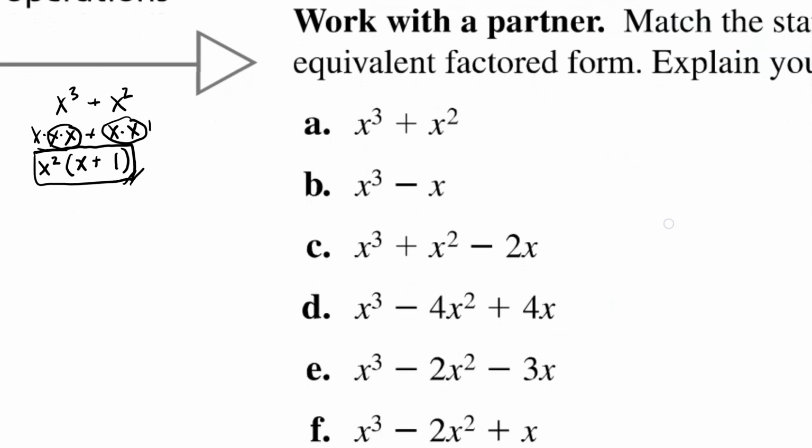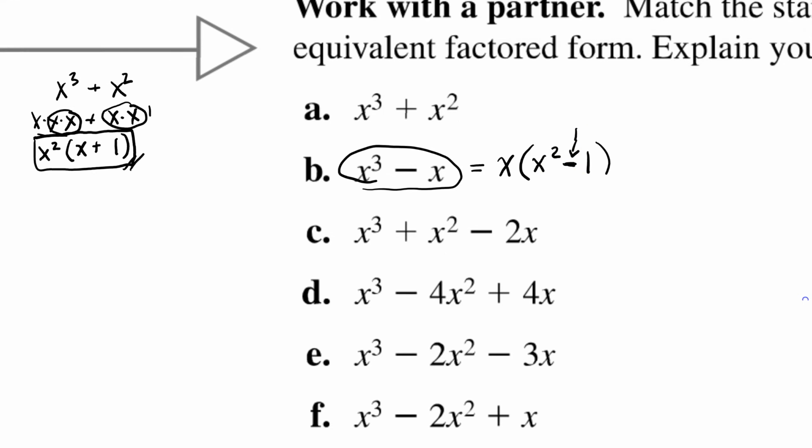There is a kind of factoring called difference of squares. If I look at this second one, x cubed minus x, I can see that they both have an x. And so I take out the x, and I'm left with x squared minus 1. And if I can write this as a difference, remember the difference is just subtract, so I have to write them as squares.